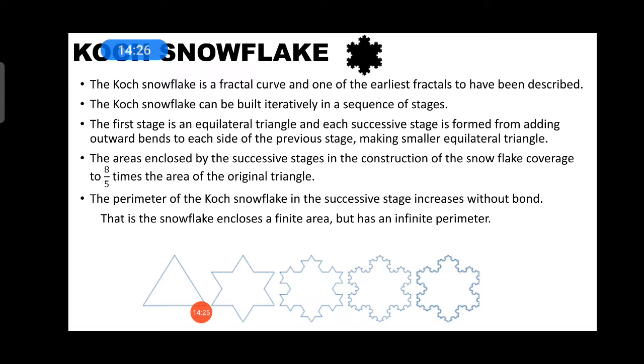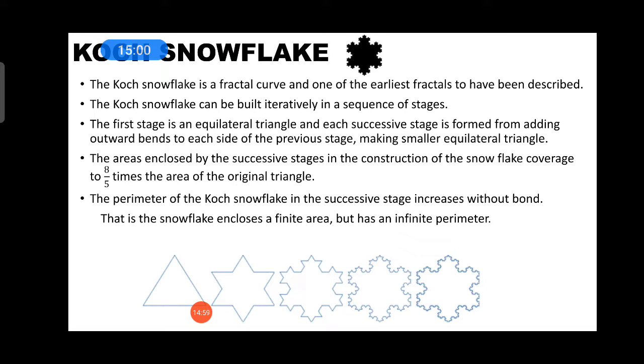A Koch curve is a fractal curve that can be constructed by taking a straight line segment and replacing it with a pattern of multiple line segments. Then the line segments in that pattern are replaced by the same pattern. The Koch snowflake is self-replicating, with six smaller copies surrounding one larger copy at the center. The first stage is an equilateral triangle, and each successive stage is formed by adding outward bends to each side of the previous stage.